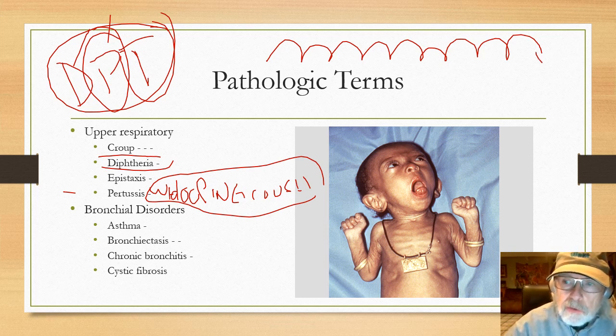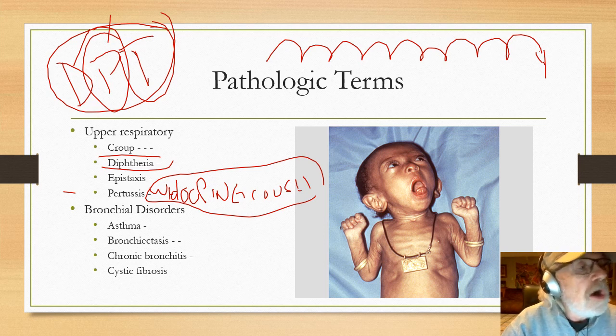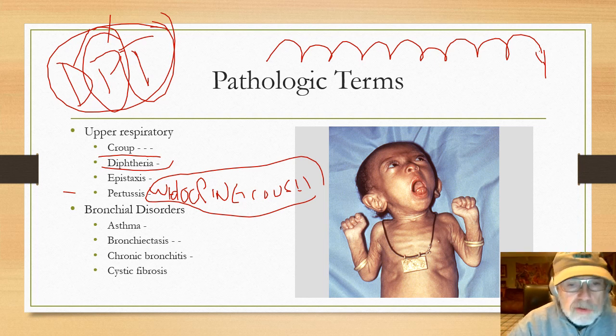And then eventually, when they stop coughing, it's like this. This is what happens, and this is going to tell you why it's a whooping cough. They go cough, cough, cough, cough, cough, cough. They take that big whoop at the end, and that's why they called it whooping cough.